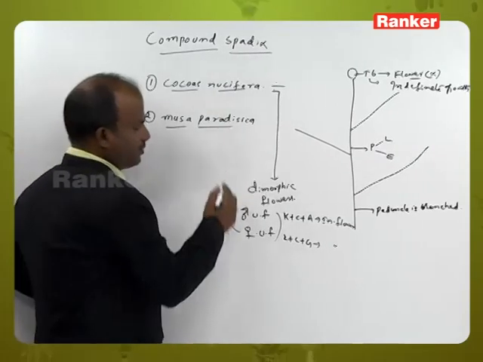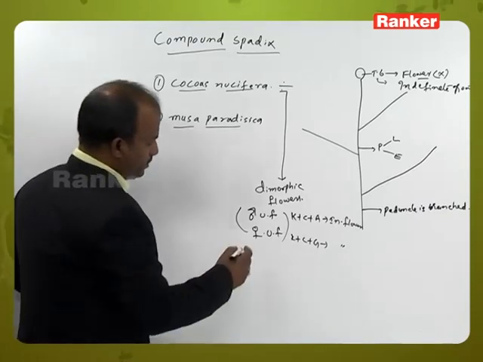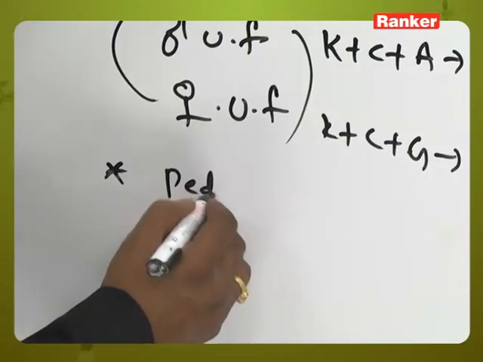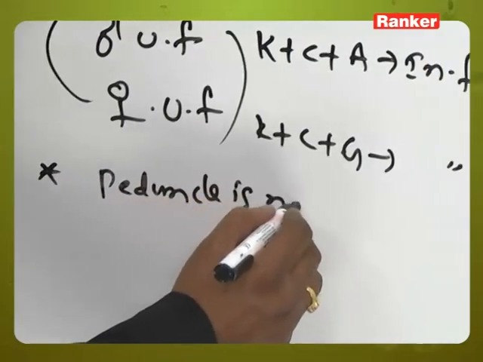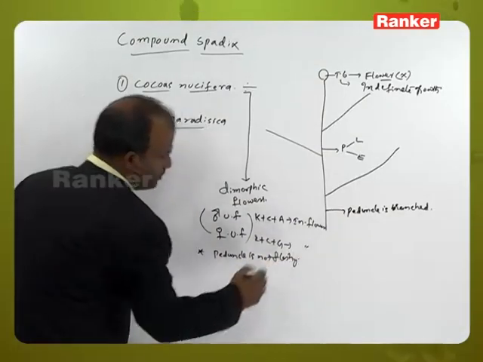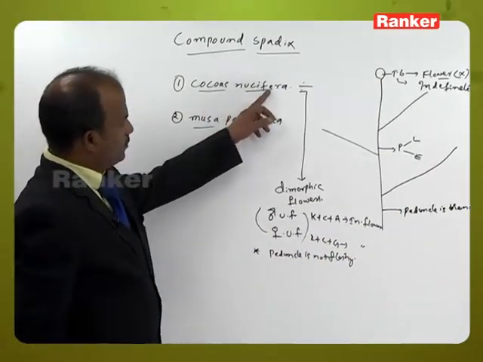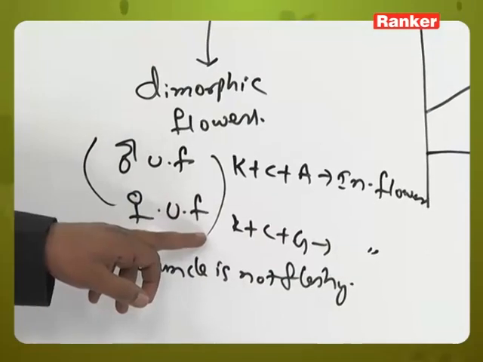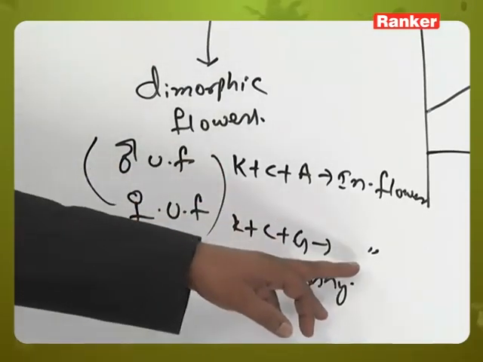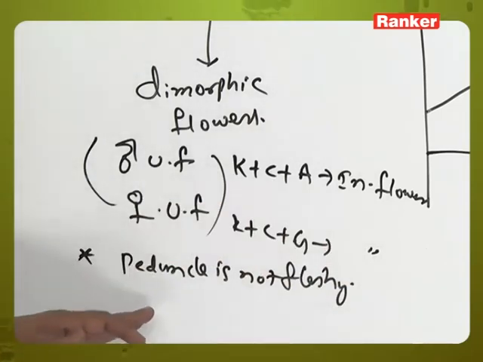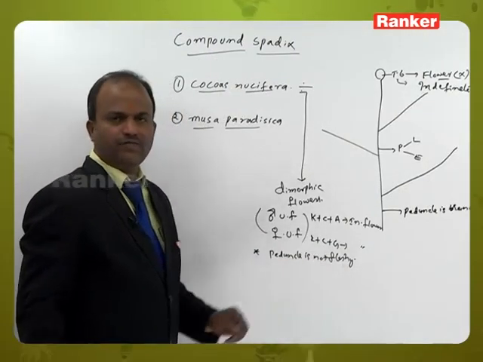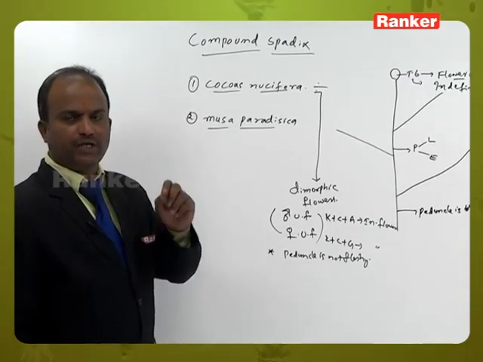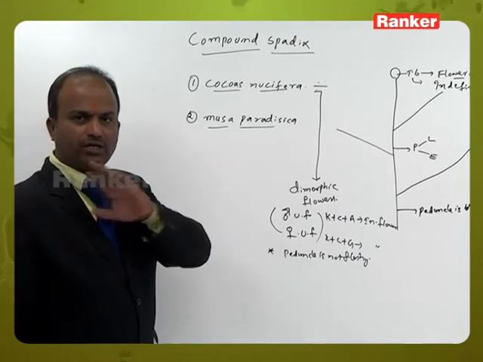And another difference between simple Spadix and compound Spadix: in compound Spadix, in Cocos nucifera, the peduncle is not fleshy. It shows dimorphic flowers, that means male unisexual flowers and female unisexual flowers, and these are called incomplete flowers. When compared with simple Spadix Colocasia, there the peduncle is fleshy, but it is not edible.